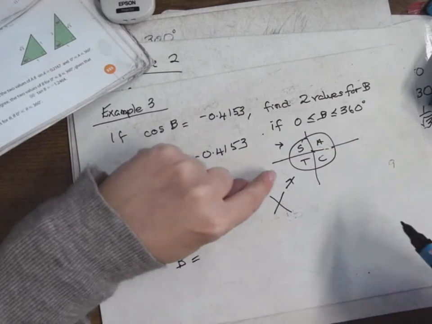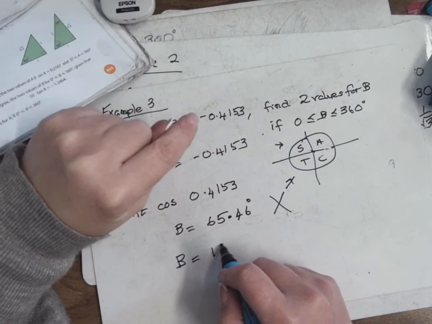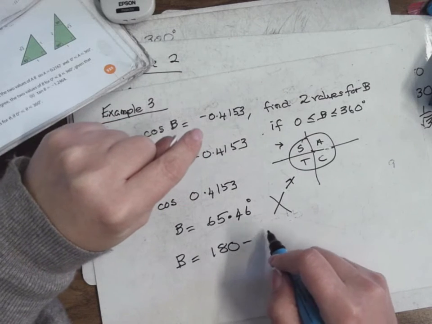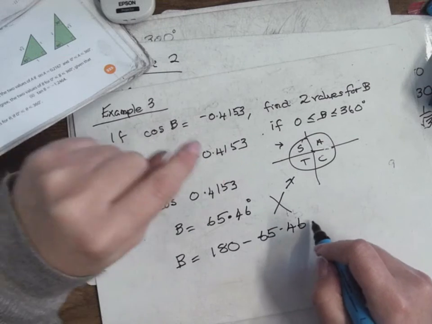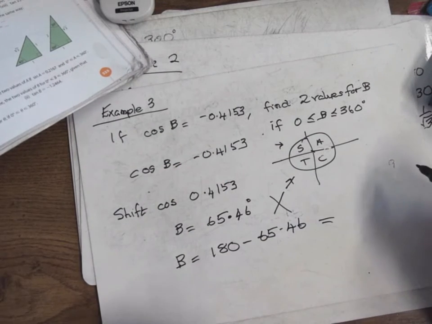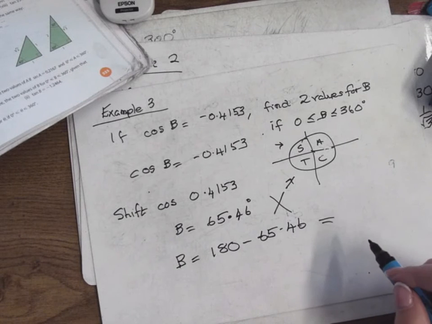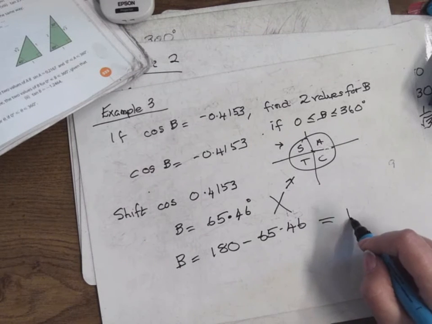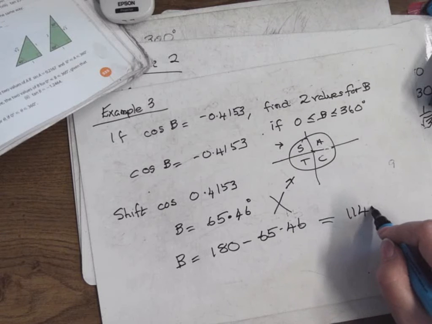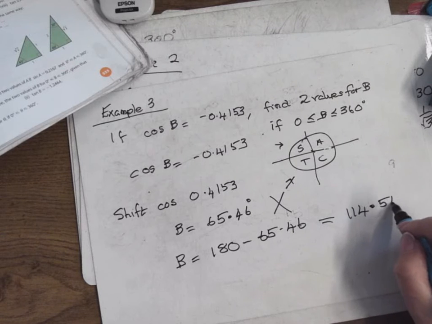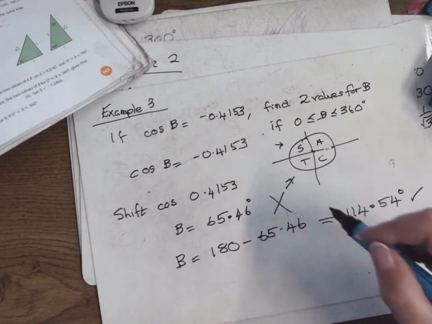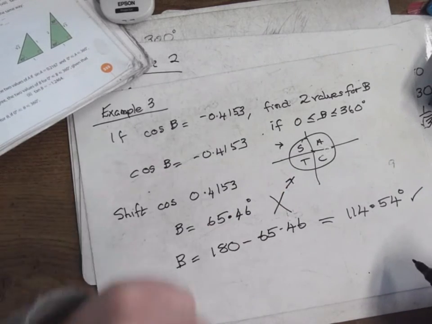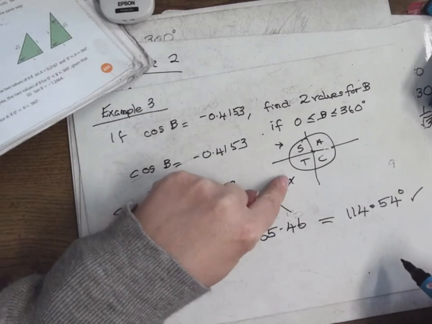So to get an answer in the second quadrant, I subtract it from 180. So 180 take away 65.46 equals 114.54. Okay, that is an answer because that's in the second quadrant. I also have to get an answer in the third quadrant. How will I get an answer in the third quadrant?